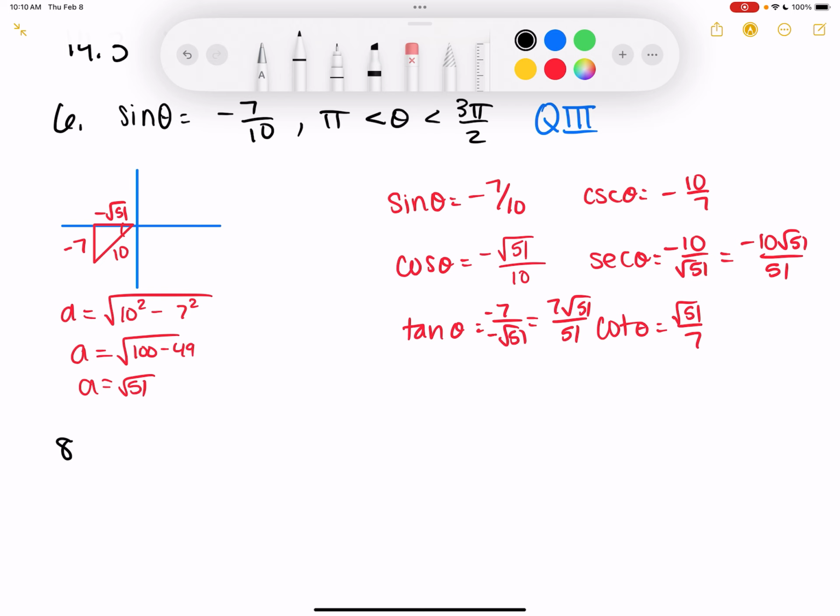All right, another one. 8, secant of theta equals negative 9 over 4. And we're from pi over 2 less than theta less than pi. So, first of all, what quadrant is that in? 2. Pi over 2 to pi is quadrant 2, counterclockwise.